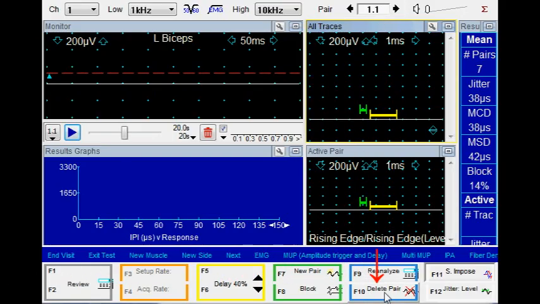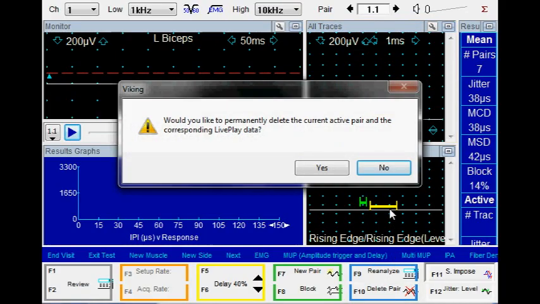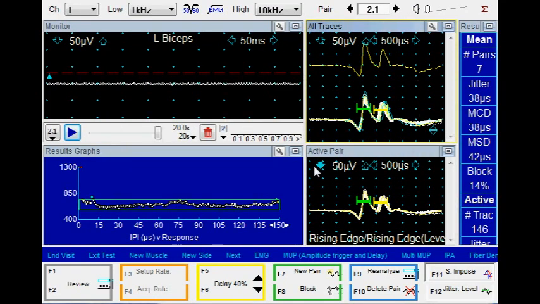And I'm going to do so by clicking on the delete pair command. It gives me a warning that this will permanently delete the data and the live play. So I'm going to say yes. Now this is the first meaningful site that we recorded the data from. Now the jitter analysis on the Viking ADX system may be divided into 3 steps. The first step is to set up the so-called start and stop windows.